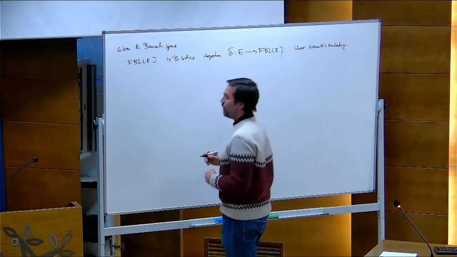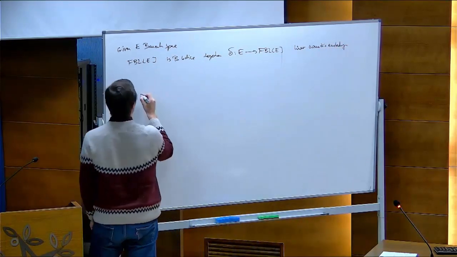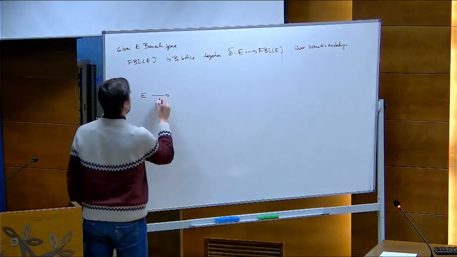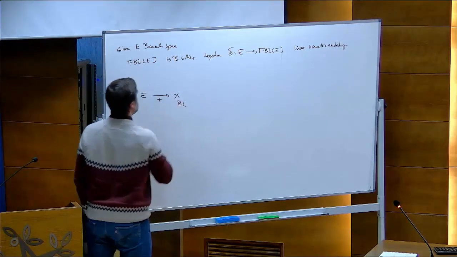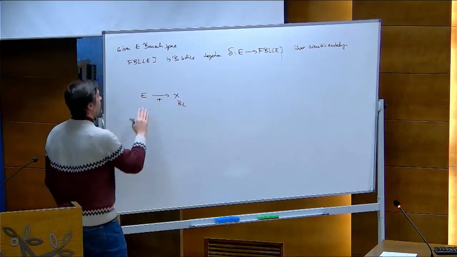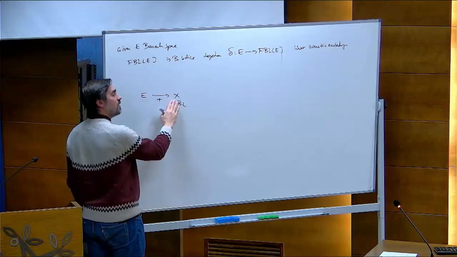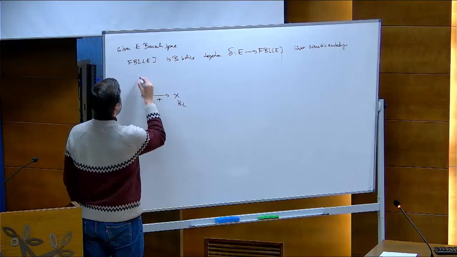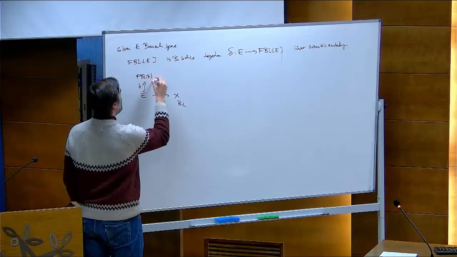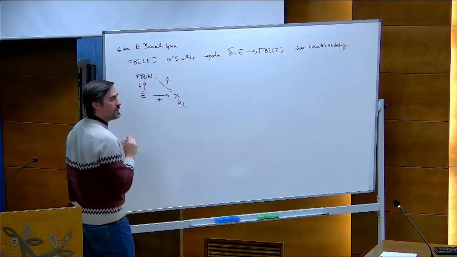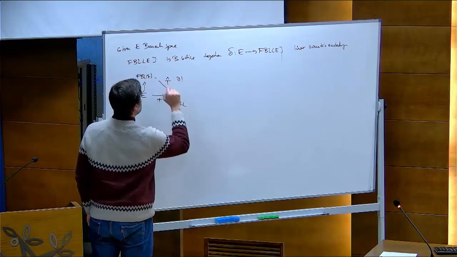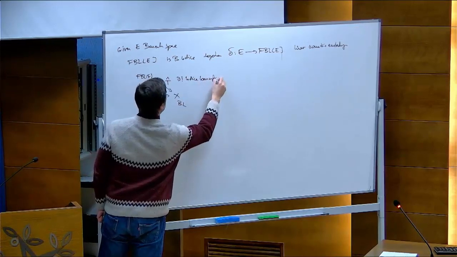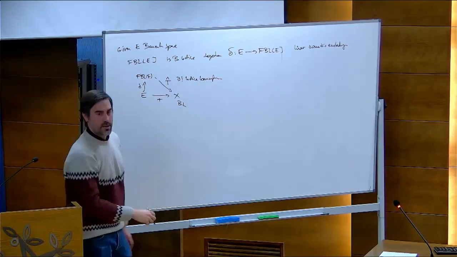And I will require the following universal property. Every time I have a bounded linear operator T into a Banach lattice, where E here is just a Banach space, I have to be able to extend it in a unique way to a lattice homomorphism. So there will be a unique lattice homomorphism which makes this diagram commutative, right?